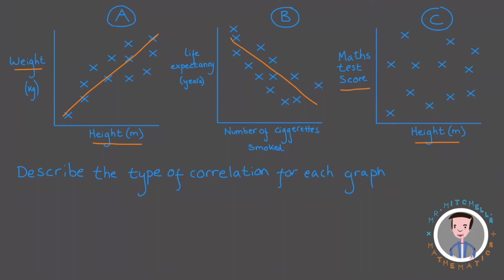So if we got this question in an exam, what we'd do is we'd say A equals positive, B equals negative, and C equals not correlated.